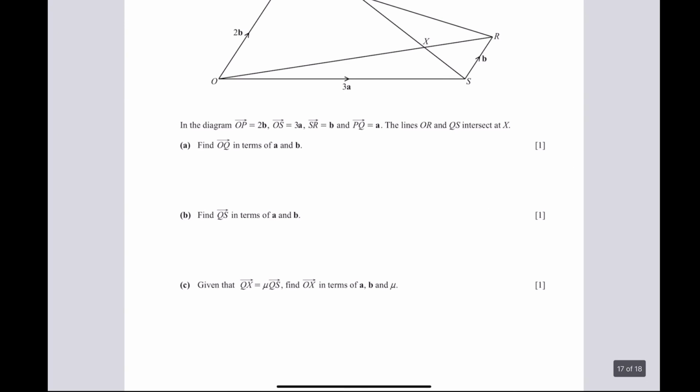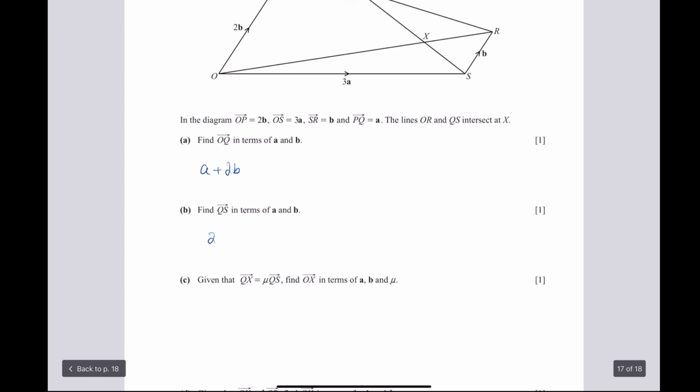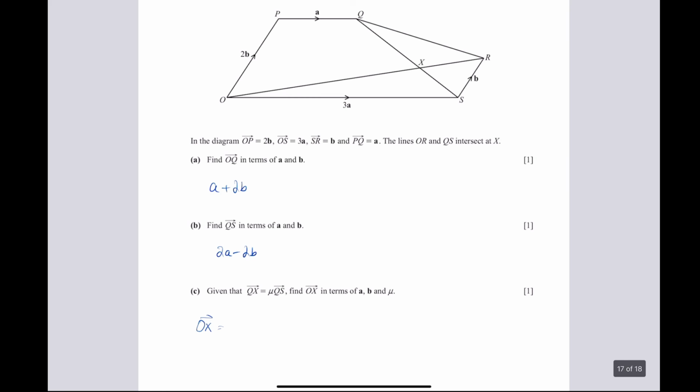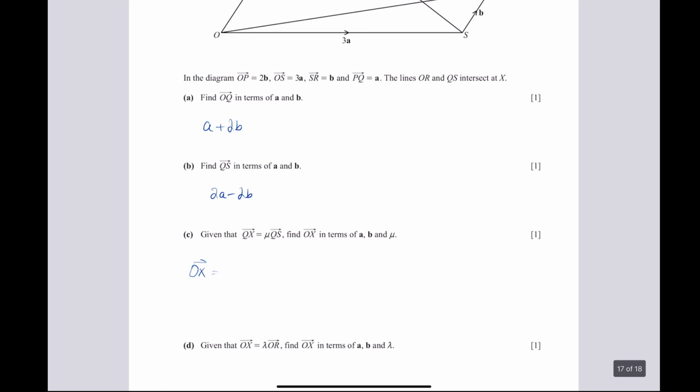Okay, so I'll write down the answer to the first 2 parts. Part A is a plus 2b or 2b plus a, doesn't matter how you write it, but it's best that you write a first and then b. Part B is 2a minus 2b.